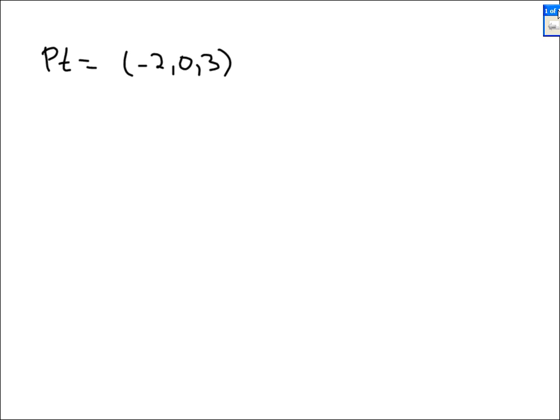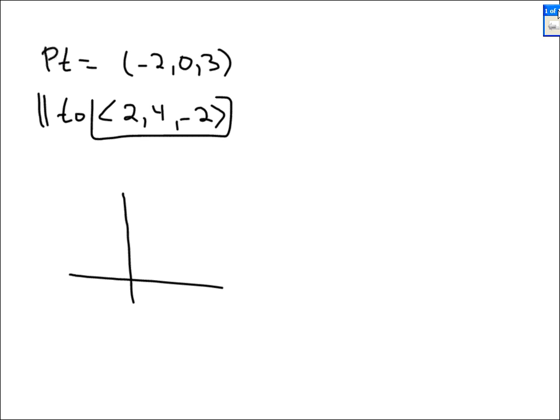And the line is parallel to 2, 4, negative 2. Now, this vector component, it's not a line, it's a vector. It starts at that point, and it goes out a fixed distance, possibly in the other direction. It goes out a fixed distance, and now we are at this point right here, 2, 4, negative 2.